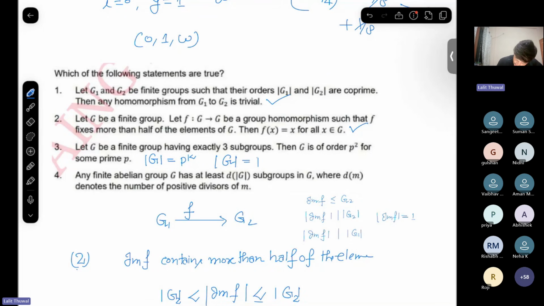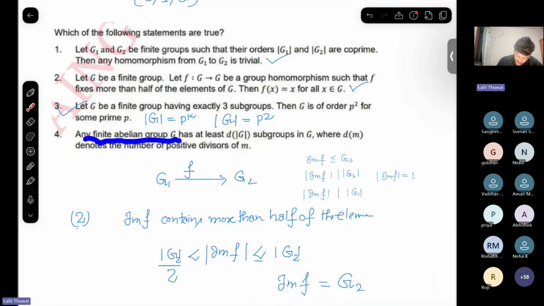Now it's easy, right? Because if its order is p cube, then by Sylow theorem you have subgroups of order 1, p, p square, p cube, etc. So you have more than 3 subgroups. So the order of G must be p square, and also it must be cyclic. So it's your work to prove. I'm not going to prove that.